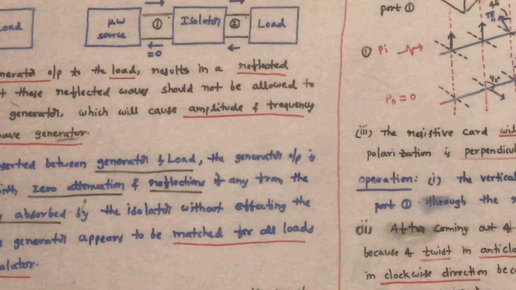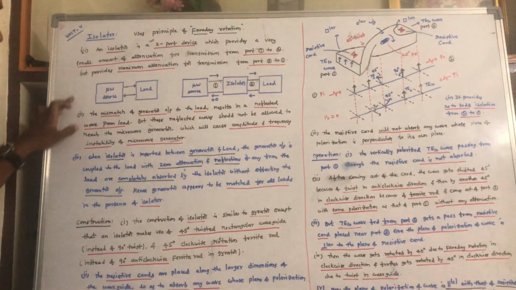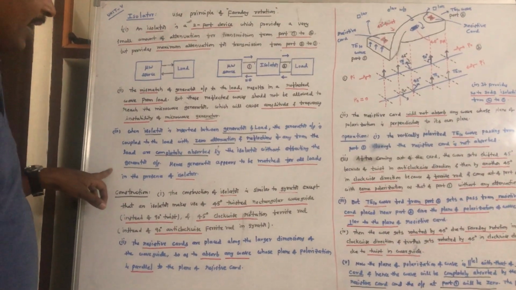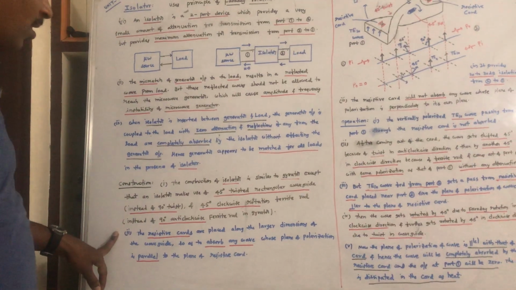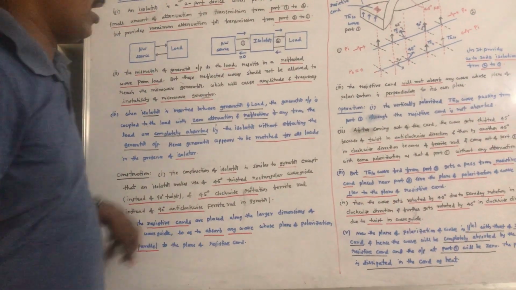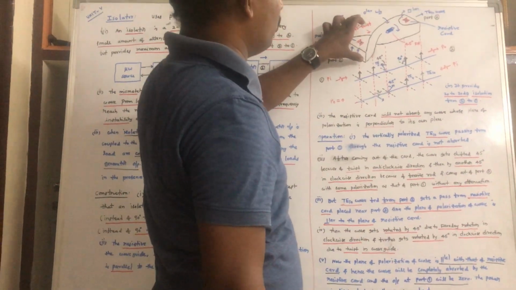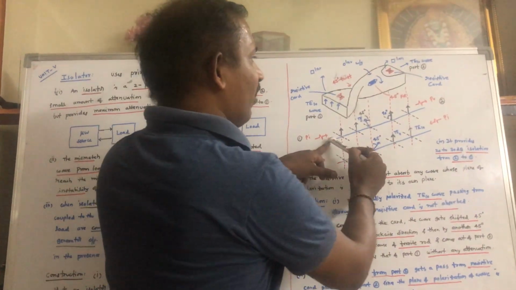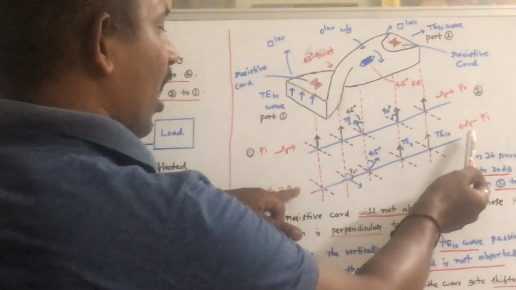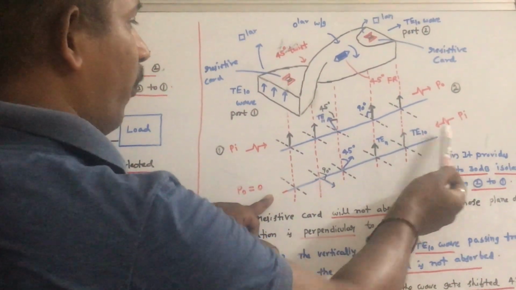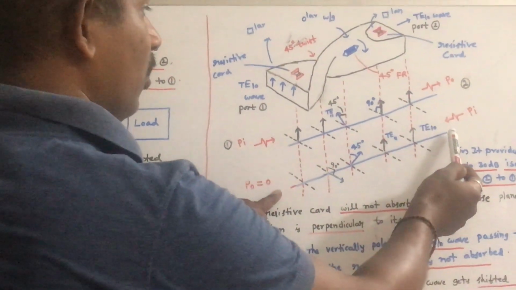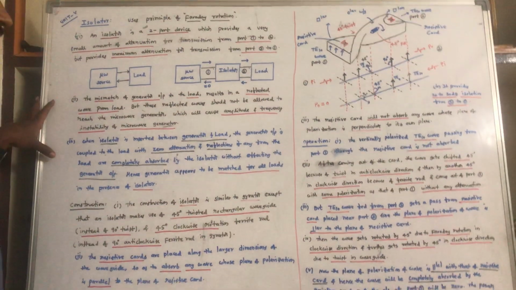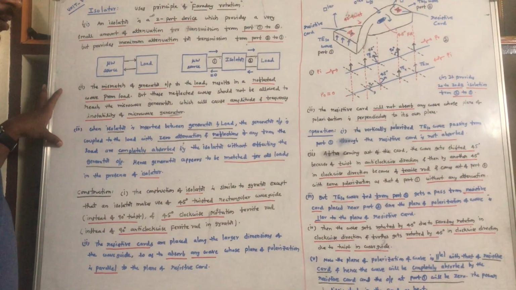So this first section indicates why the isolator is used in microwave benches, and next what is the construction of the isolator, and this diagram is the construction of the isolator. In operation, what happens to the wave when it is traveling from port 1 to port 2, and what happens to the wave when it is traveling from port 2 to port 1, this diagram. So this is about the operation of the isolator. Thank you.